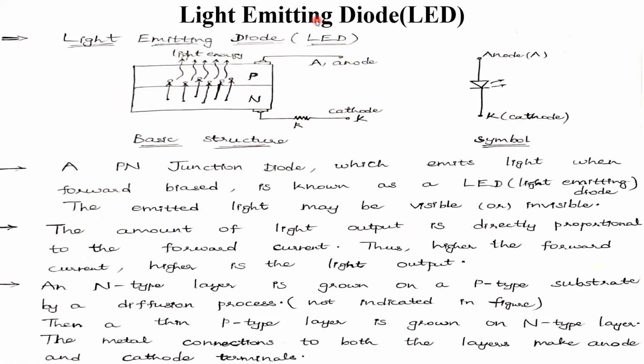Normally, heterojunction structures are available for this LED type. Maybe you may come across a structure like this, a 5 layered structure, with gallium arsenide, gallium aluminum arsenide, gallium indium arsenide, like that. Different semiconductor materials you may come across.